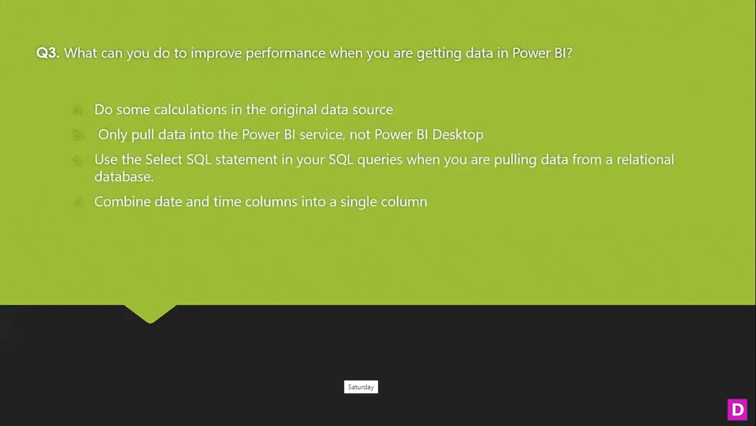Yeah, next question: what can you do to improve performance when you are getting data in Power BI? Please have a look at all these options which we just discussed. Do some calculations in the original data source, no. Only pull data into Power BI service, not Power BI Desktop, that is not possible. Use the SELECT SQL statement in your SQL queries when you're pulling data from a relational source. Yes, we should use the SELECT SQL statement when we are fetching data from SQL Server. And combining date and time, that's just the opposite. We should not combine them. If they're combined, we should separate them.